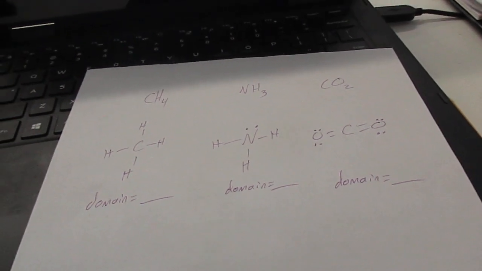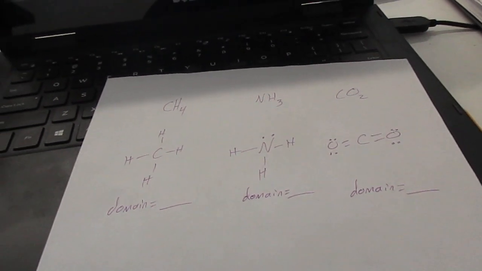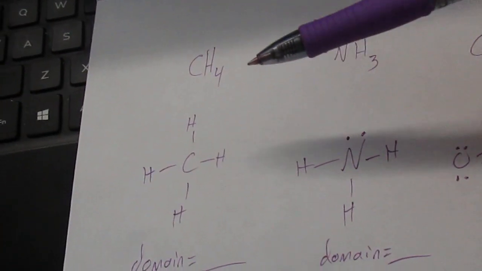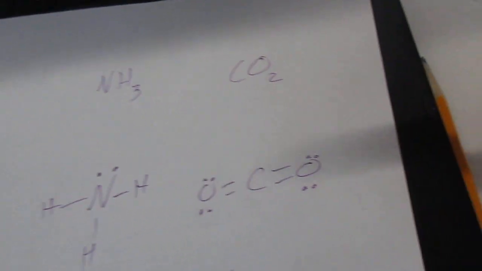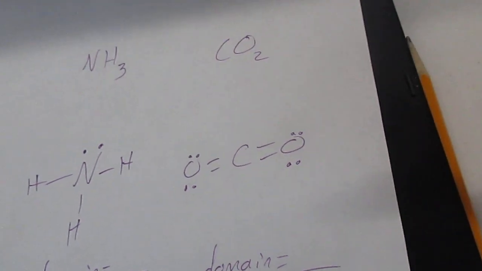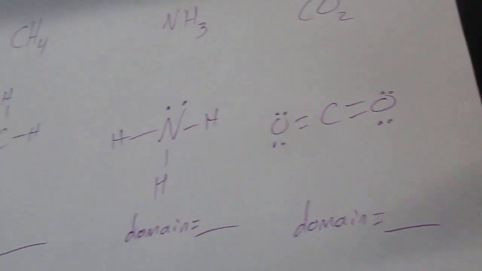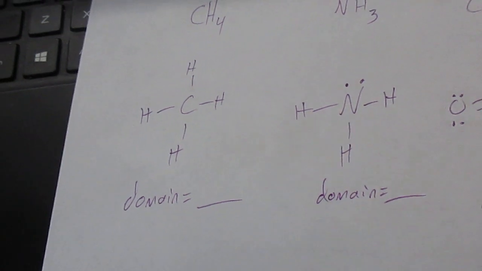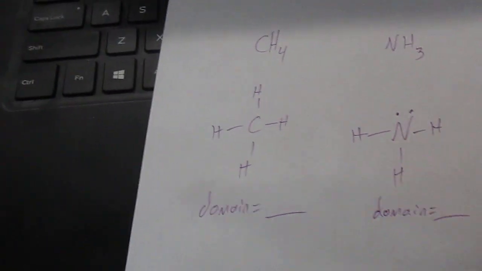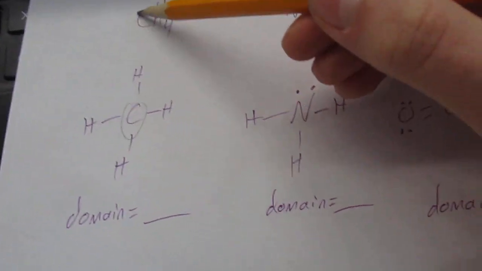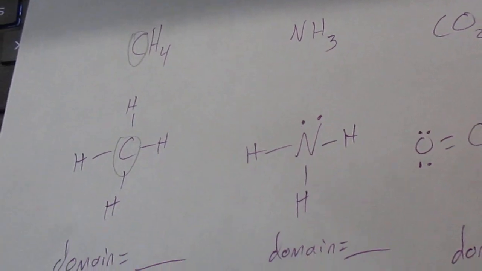Now, let's talk about domain and some actual Lewis structures. In front of you, you can see methane, CH4, ammonia, NH3, and carbon dioxide, CO2. The Lewis structures are below. Again, when you're looking at the domain, look at your center, and your center is always the very first element in your formula.